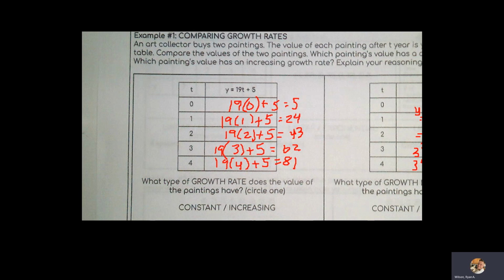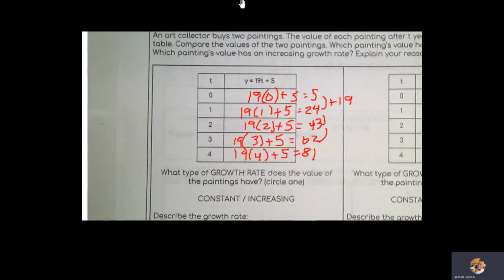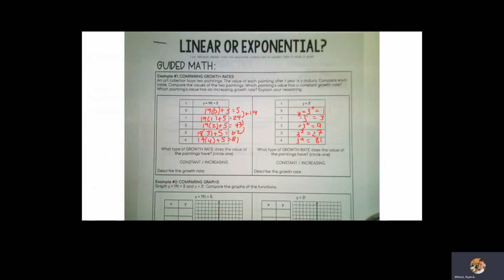What do you get? You have a calculator. So it's plus 19. What is 43 minus 24? You're subtracting this answer from the previous. Okay, so just based off of that, let's do one more. What's 62 minus 43? Yeah, so they're all 19.